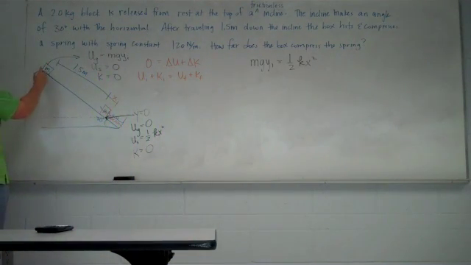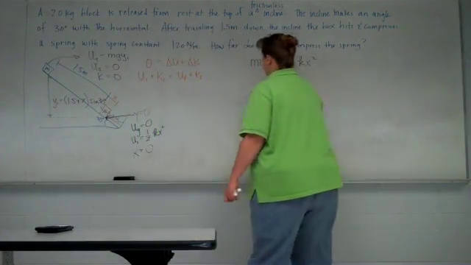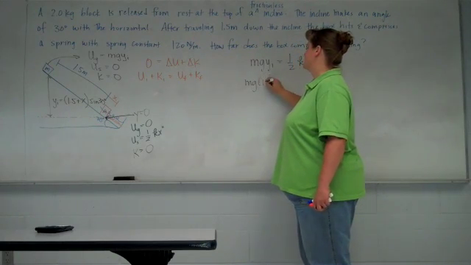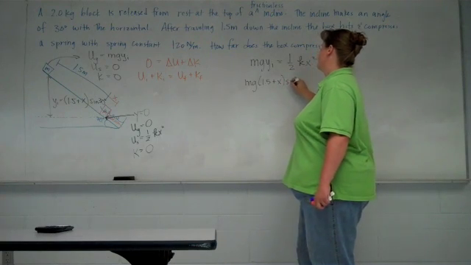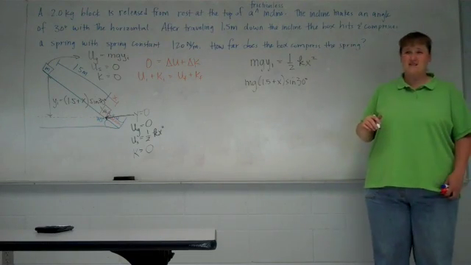Okay, let's go ahead and figure out what y initial is. 1.5 sine 30. That would be from there. We need to measure from the bottom. (1.5 plus x) times the sine of 30. Are you okay with that?